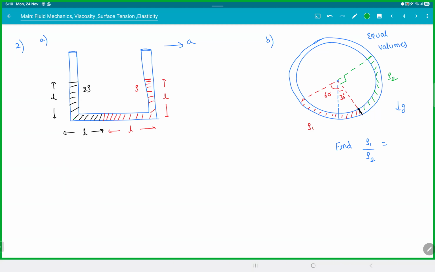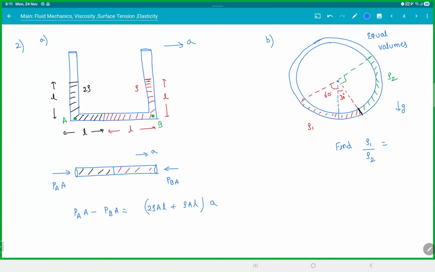Since it is an equilibrium here, let's take this point as A and this point as B. If you draw the FBD of this horizontal part, from this side we have pressure PA into area. From this side you have pressure PB into area, and this whole setup is accelerating. So PA into area minus PB into area is equal to mass into acceleration, which is rho 2 rho A L plus rho A L into acceleration.